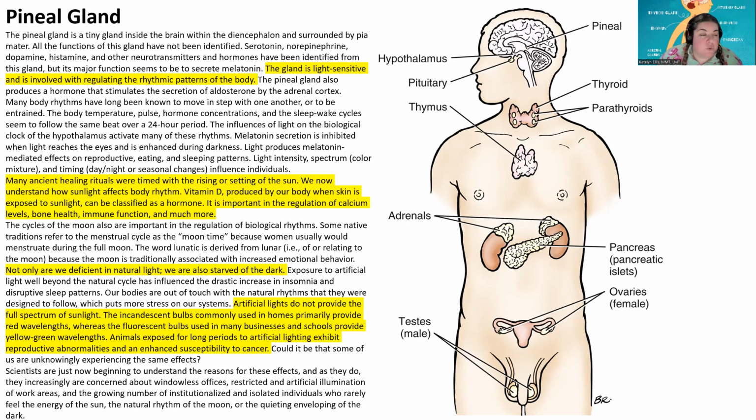Many ancient healing rituals are timed with the rising or setting of the sun. We now understand how sunlight affects body rhythm, and vitamin D, which is produced by our body when skin is exposed to sunlight, can be classified as a hormone. It is very important in the regulation of calcium levels, bone health, immune function, and much more.